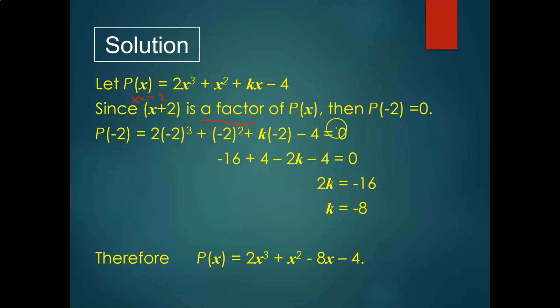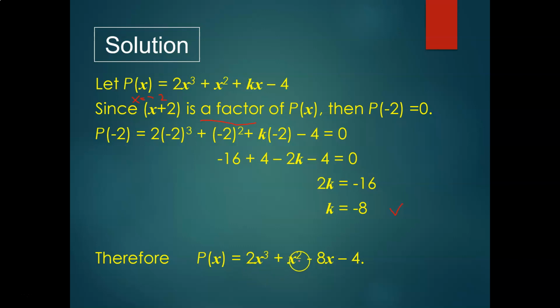Is a factor. So it becomes 0. Okay, then you solve for this one, you get your k equal to negative 8. Therefore, kita tulislah semula our polynomial yang just now incomplete because of k. So now you have obtained your k. You write it down nicely.